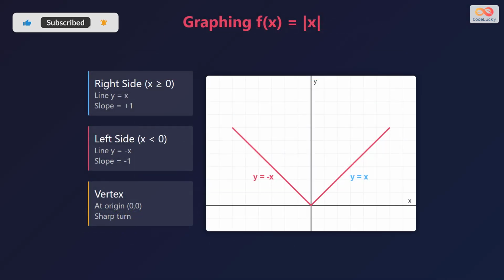When we graph y equals the absolute value of x, we get this distinct V-shape. On the right side, where x is positive, the graph follows the line y equals x, with a slope of +1. On the left side, where x is negative, it follows the line y equals -x, with a slope of -1. The two lines meet at the origin, forming a sharp vertex.